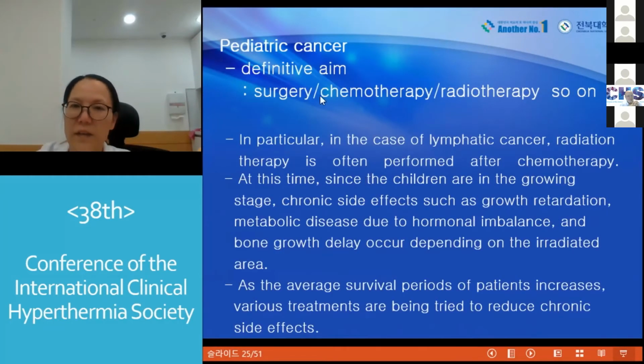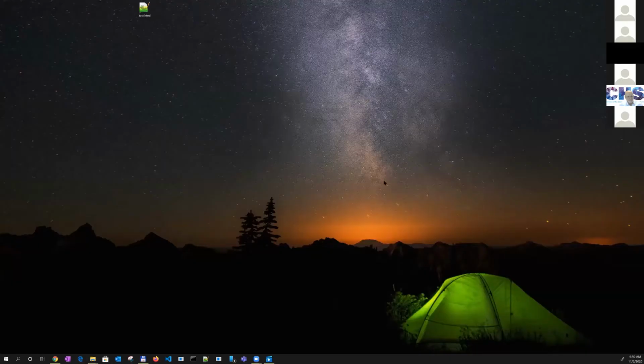And next, I introduce the radiation-aim hyperthermia. In particular, in the case of lymphatic cancer, radiation therapy is often performed after chemotherapy. At this time, since the children are in the growing stage, chronic side effects such as growth retardation, metabolic disease due to hormone imbalance, and bone growth delay occur depending on the irradiated area. As the average survival period of a patient increases, various treatments are applied to reduce chronic side effects.